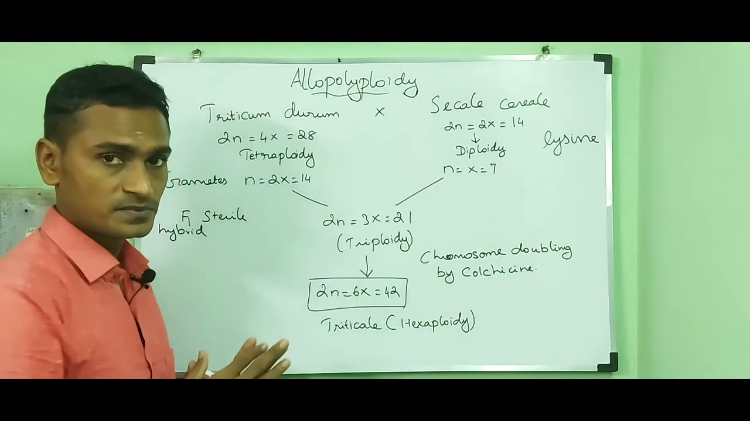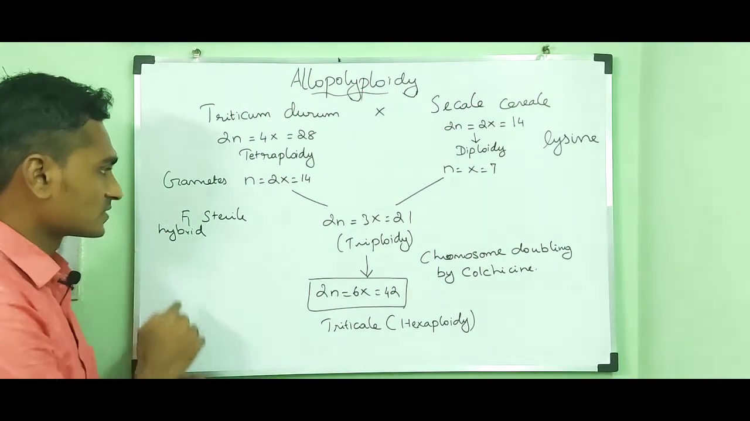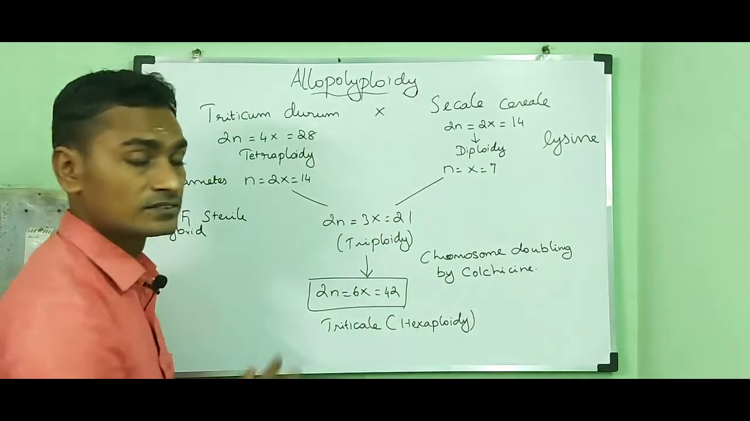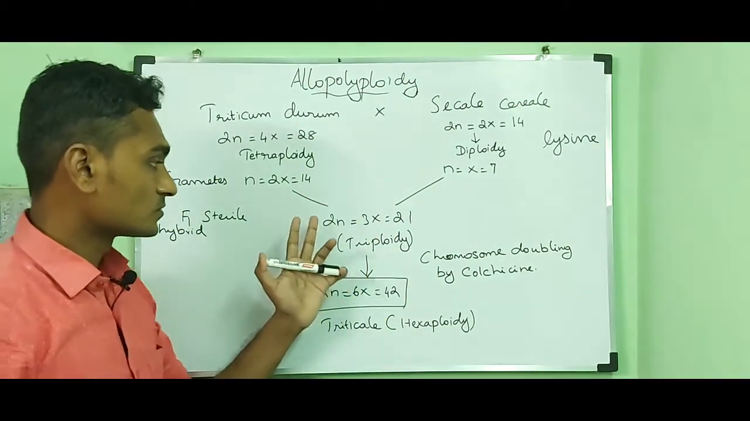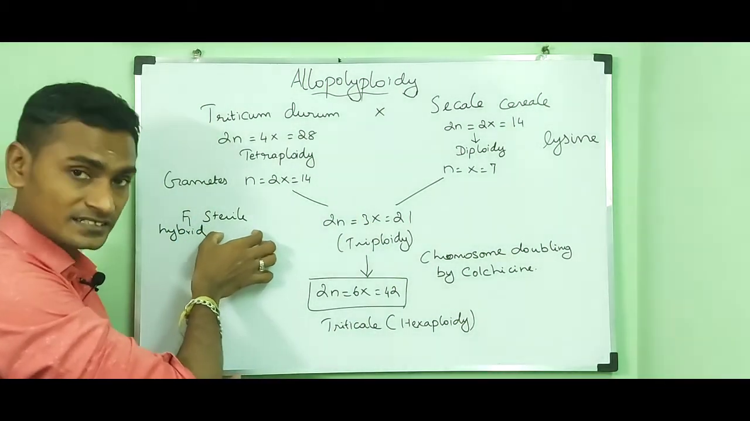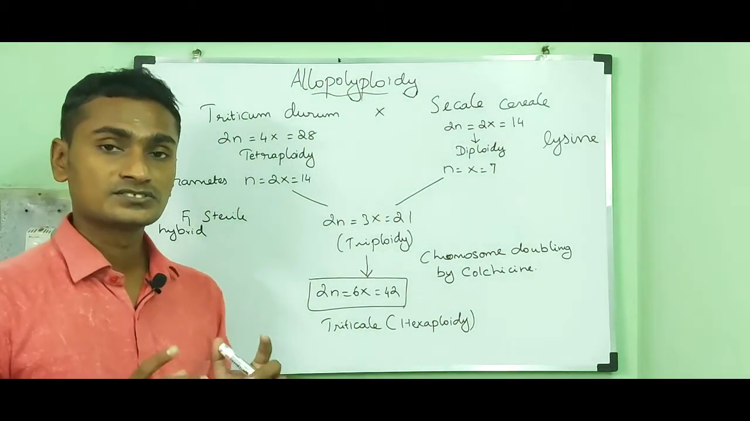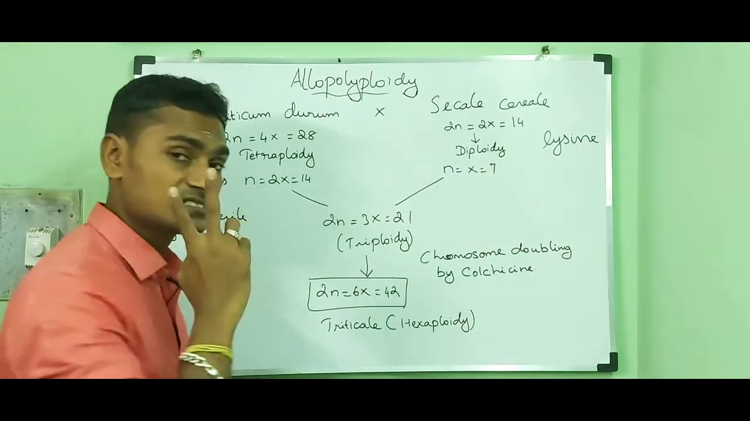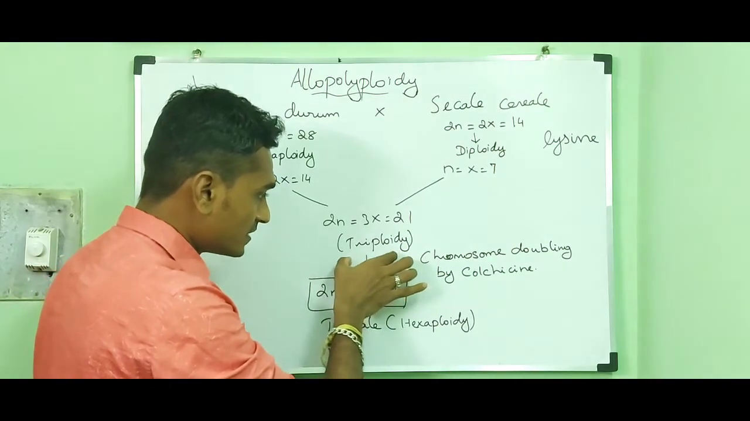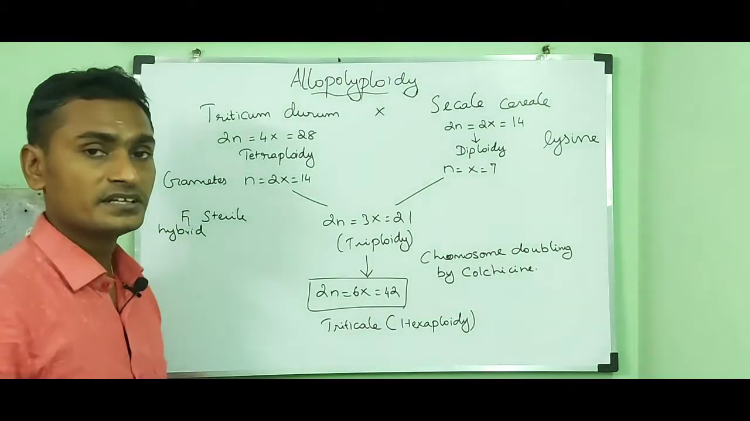Fusion of gametes takes place and results in the development of the F1 hybrid, and it shows 2n = 3x = 21. They are sterile in nature, and it shows the triploidy condition because it contains 3 sets of chromosomes. So the F1 hybrid is sterile.